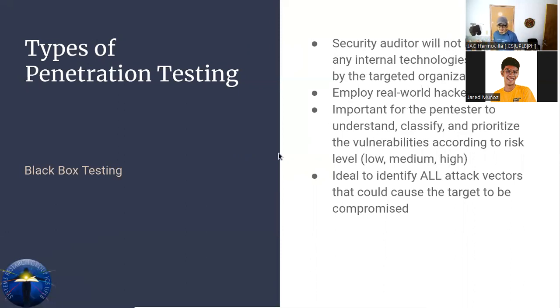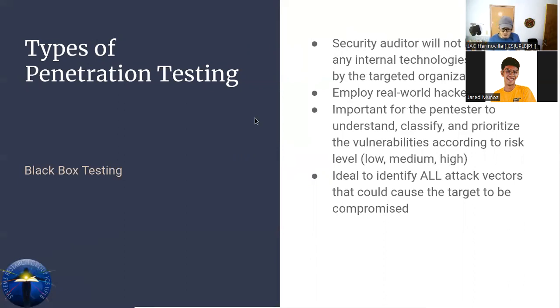It's important for the pen tester to understand, classify, and prioritize the vulnerabilities according to the risk level. So during the course of the engagement, the pen tester will be able to identify vulnerabilities and actually exploit them. Then these vulnerabilities will have to be categorized according to risk. For example, the possibility of a data breach when a vulnerability is exploited has a very high risk. And it is ideal to identify all the attack vectors that could cause the target to be compromised.